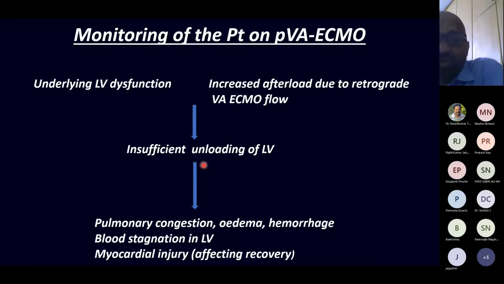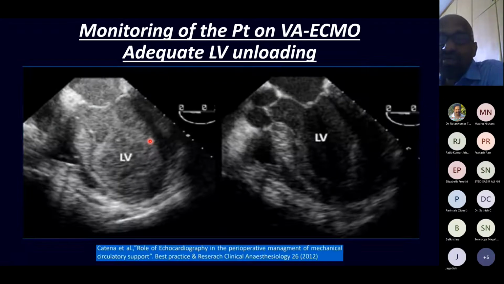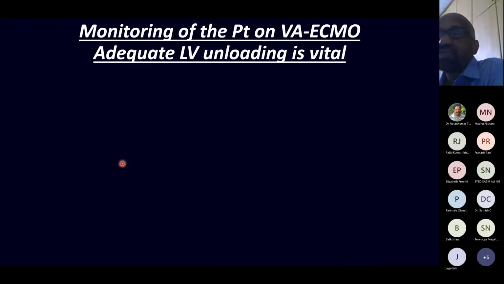And coming to the monitoring of the patients using echocardiography, we have to monitor for left ventricular dilatation and pulmonary congestion. For example, in patients on peripheral VA ECMO, especially the left ventricle may get dilated, and you have to monitor for the valve opening, and there may be stagnation of blood in the left ventricle, and spontaneous echo contrast may be seen.